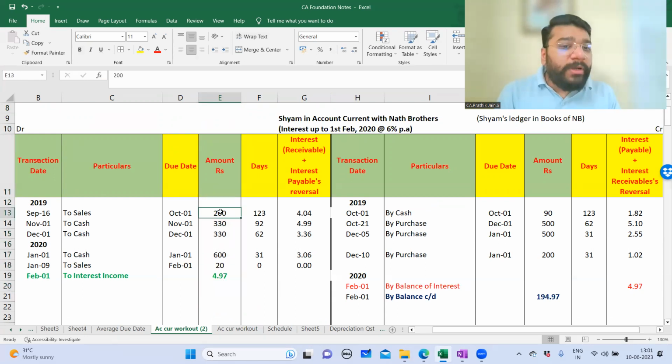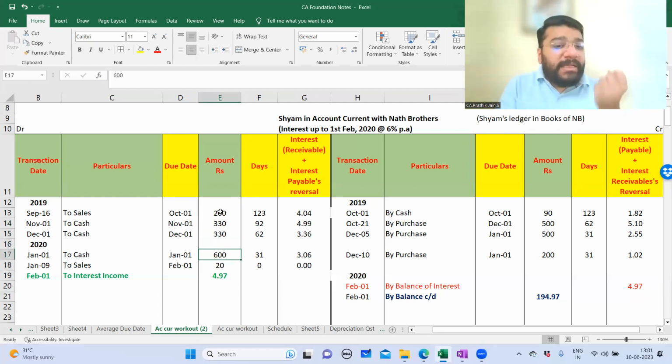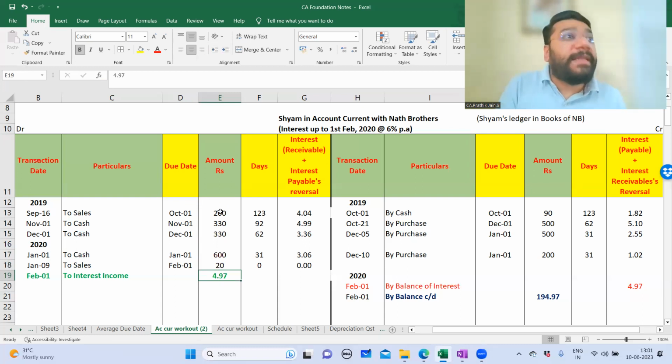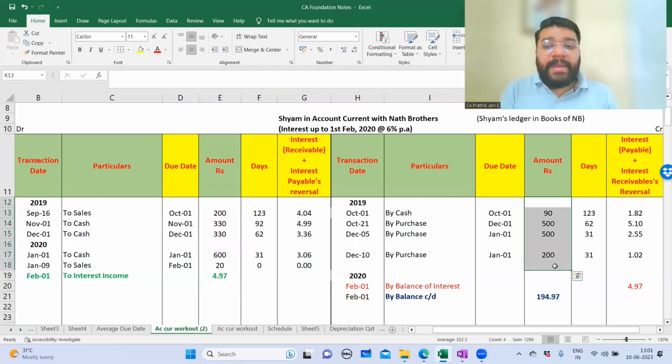Correct? So this 200 is money which you have to receive from Shyam for sale done. This 330 rupees is the money that you have to receive from Shyam for the advance payment. This 600 is the money that you have to receive from Shyam for advance payment. This 20 rupees is the money that I received from Shyam for sale. This 4.97 is money that I have to receive for interest. So debit side amount means money receivable. Credit side amount here means money payable.